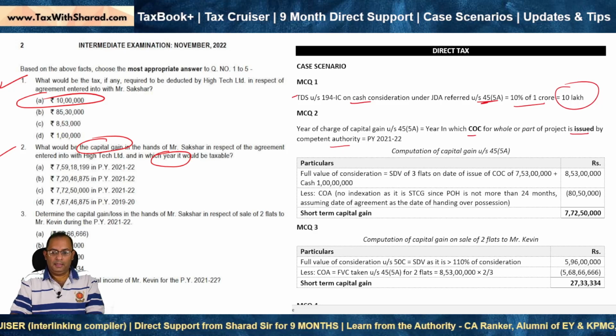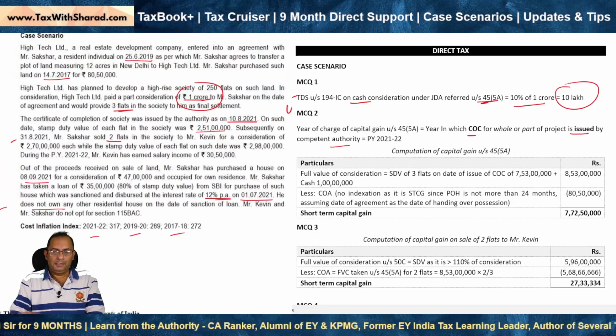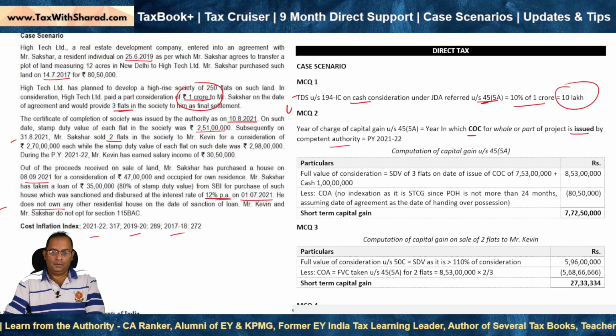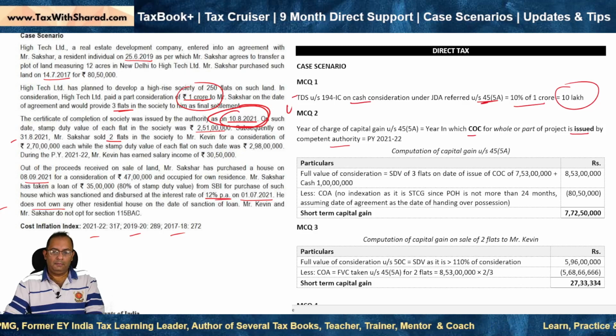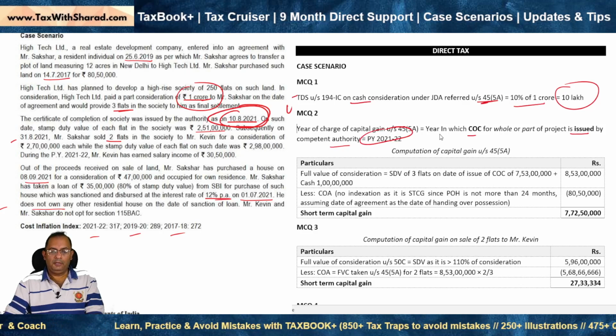And if we look at the question, the certificate of completion has been issued on 10th August 2021. That means previous year 21-22. So previous year 21-22 is the year in which capital gains will be charged.